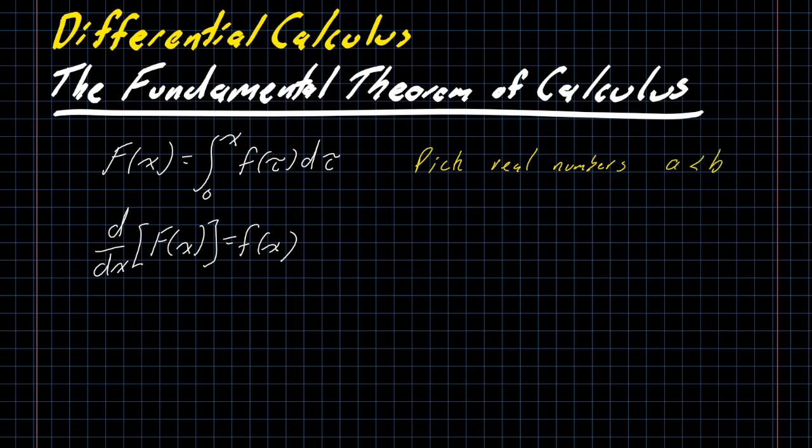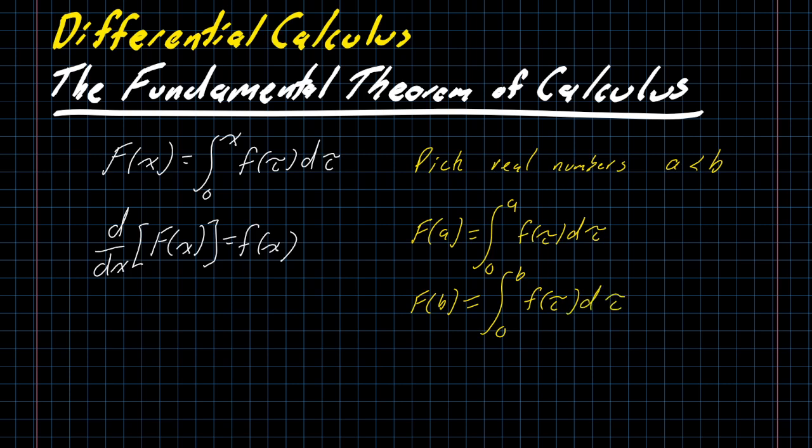I want to pick any two real numbers, a and b, so that a is less than b. And I'm going to think about big F of a, which of course is the integral from 0 to a of little f of tau d tau, and big F of b is the integral from 0 to b of little f of tau d tau. Nothing surprising there.